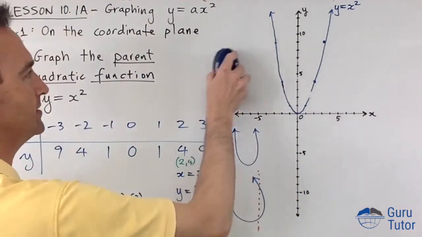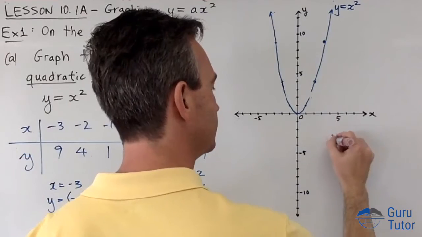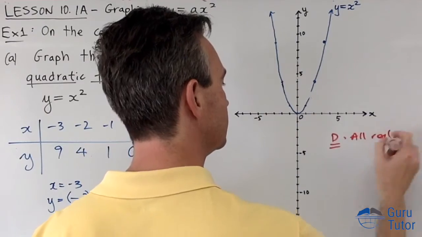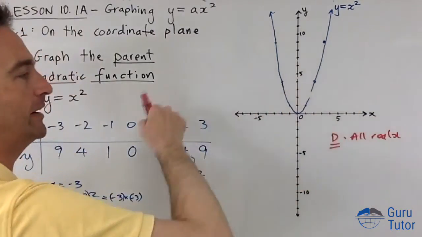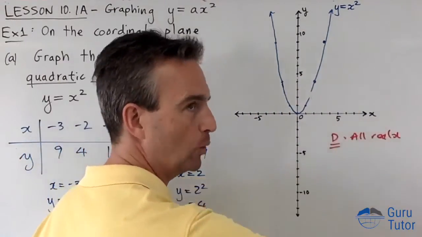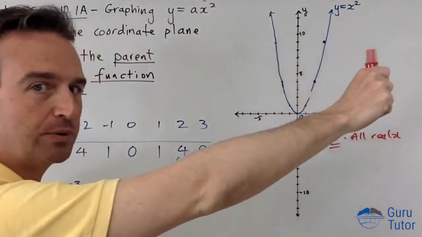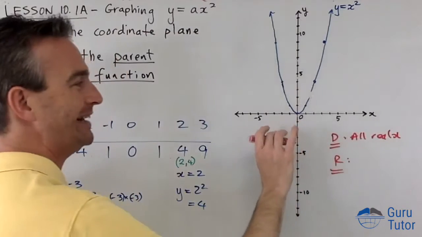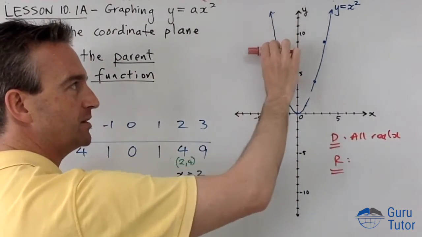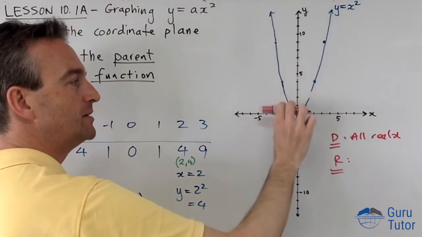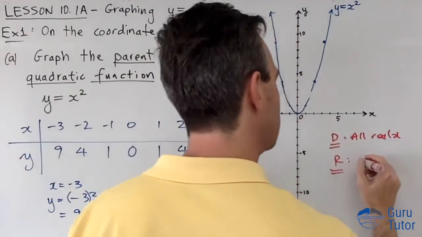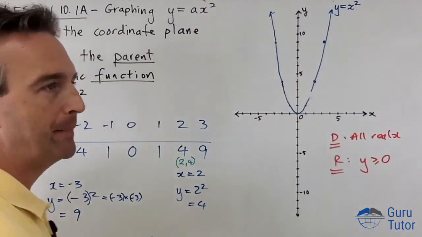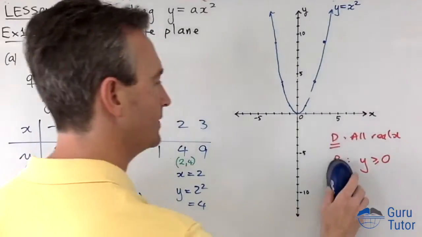Now, just out of curiosity here, domain and range. The domain is all real x. It's going to go on forever on the left and on the right. If I go out to x is 100, I'm always going to have a y value. It'll be huge, but I'll always have a y value. And the range, if I'm looking from the side, what are the outputs? The lowest this goes is y equals 0. Y is greater than or equal to 0. That will be the domain and range for this parent quadratic function.